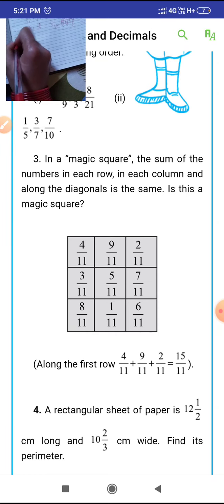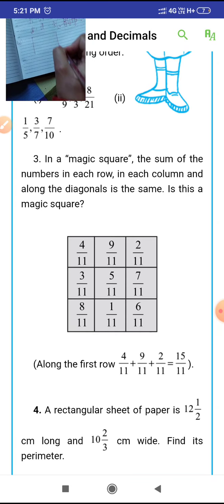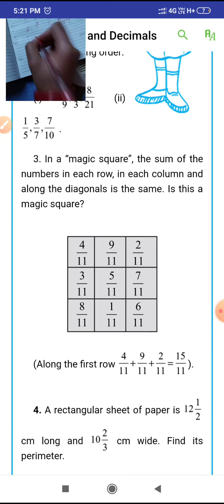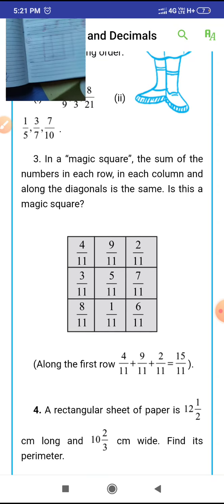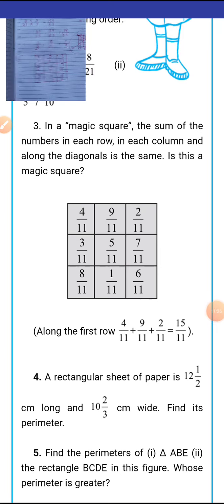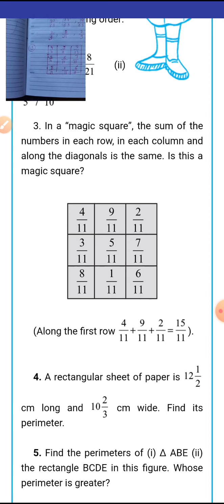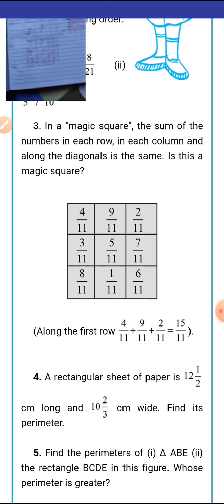In question number 3, a square is given here, and we have to find out whether the given square is a magic square or not. For this we have to add each row. I am going to write the sum of each row against their first row, second row and third row, but you have to write it separately.